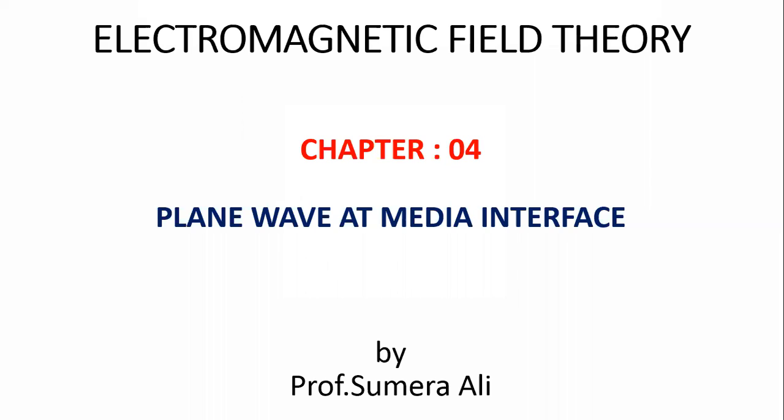In chapter number 2, the uniform plane wave, we have seen what is meant by a uniform plane wave. We have seen how the plane wave propagates, and how the electric and magnetic fields travel in space. We have solved many numericals related to the uniform plane wave. Even the Poynting vector, how we can calculate the average power, and the Poynting vector in terms of the electric and magnetic fields, we have done many more numericals on that.